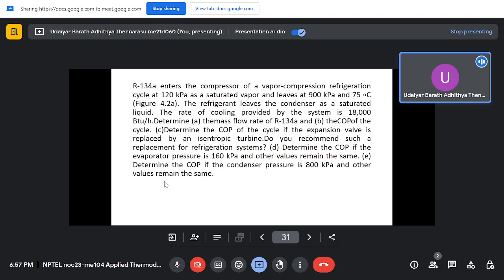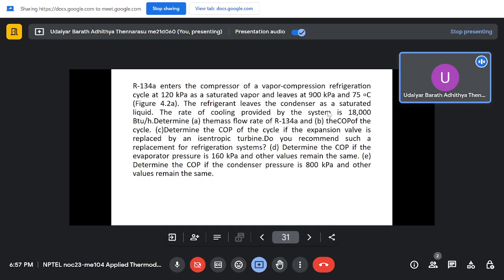So the next question is, we have R134A which enters the compressor of a vapor compression refrigeration cycle at 120 kilopascal as a saturated vapor and leaves at 900 kilopascal and 75 degrees Celsius. The refrigerant leaves the condenser as a saturated liquid. So condenser exit is saturated liquid.